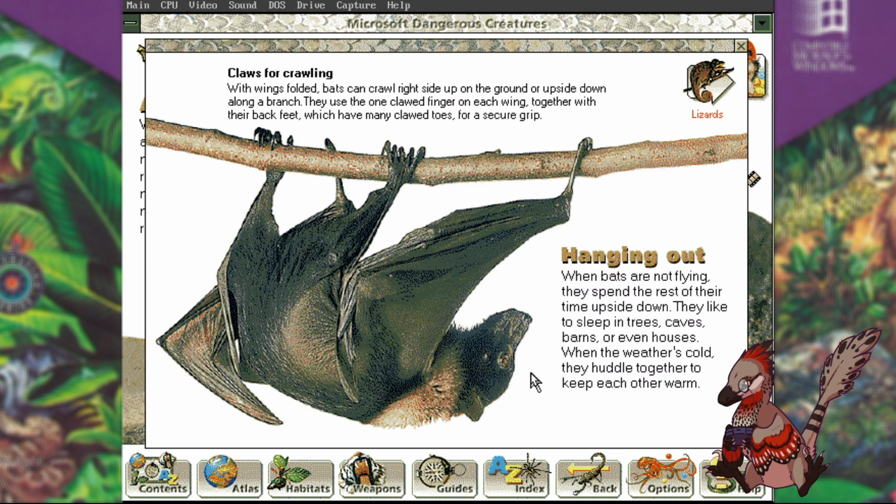The bat's clawed feet are good for crawling and for hanging upside down while sleeping. Well, look at him go. It's actually holding onto this branch with like a wing. I didn't know that they had like a claw on their wing that they could hold onto branches with. With wings folded, bats can crawl right side up on the ground or upside down along a branch. They use the one clawed finger on each wing together with their back feet, which have many clawed toes for a secure grip.